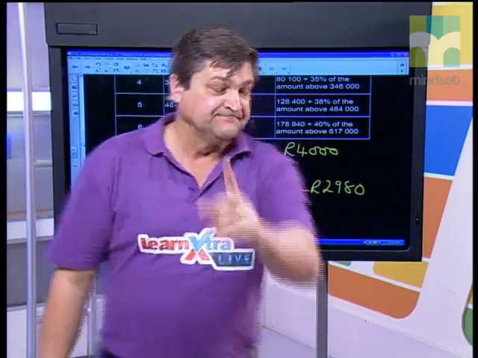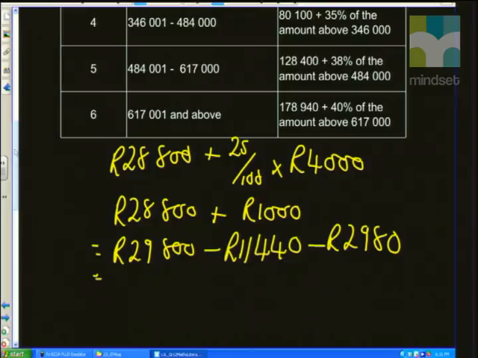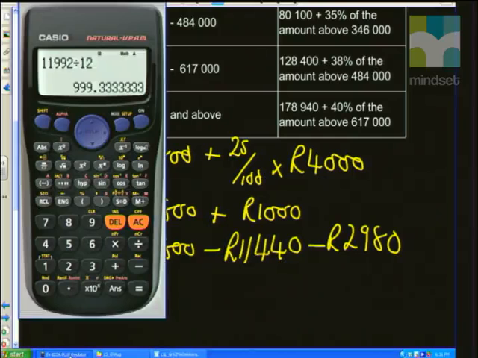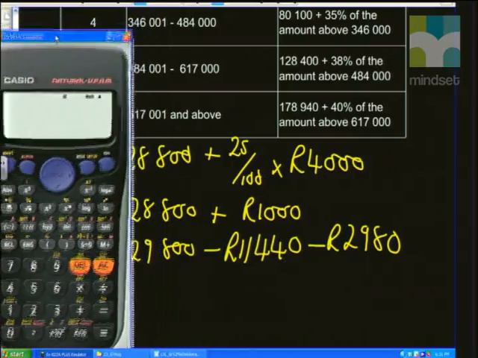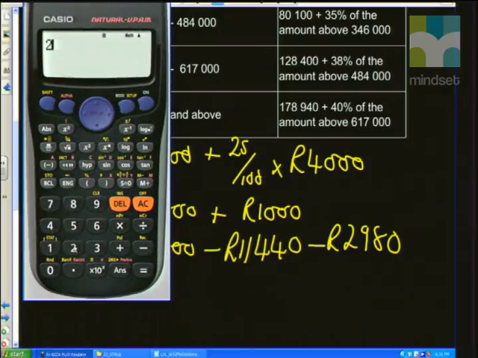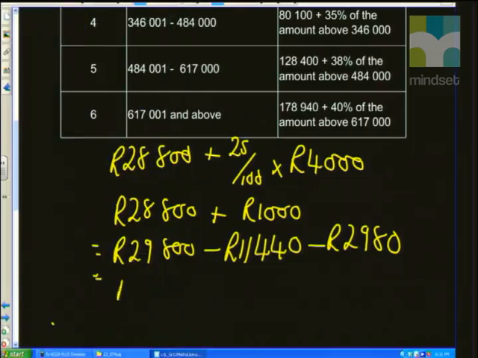discount on your tax. But what we would then do is we'd say, right, out comes our calculator, and our calculator said that we owed the tax man how much? 29,800. 29,800, but we're going to get a rebate of 11,440, and we're going to get another rebate of 2,980 rand, and then my tax is going to be 15,380 rand.